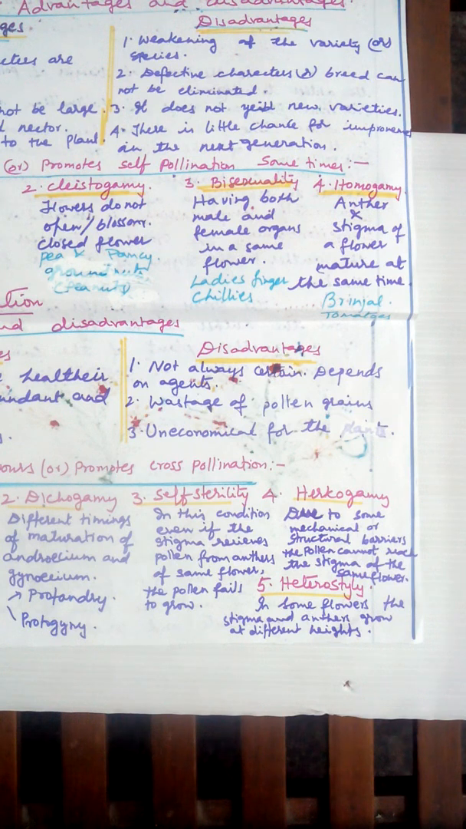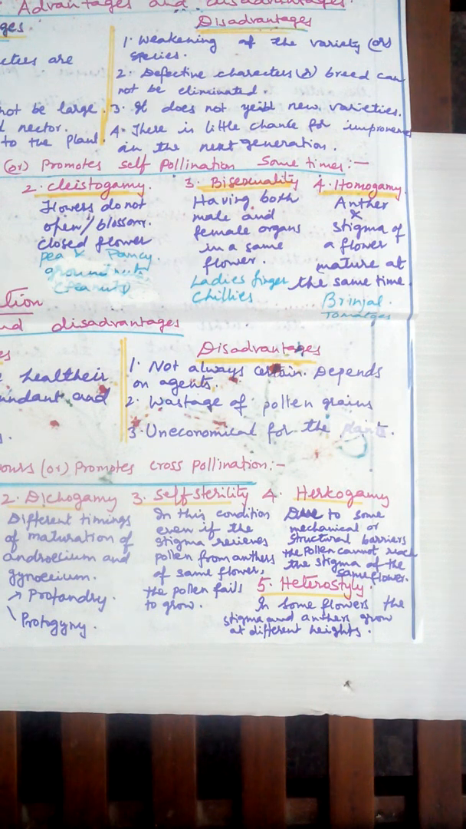Now we are moving to hercogamy. Hercogamy means, herco means barriers. A mechanical or structural obstruction, a barrier, will be there which stops self-pollination. In some flowers, the pollen of a flower cannot reach the stigma of the same flower. Got it? A hood covering the stigma acts like a mechanical barrier in the flower. Example, pansy or iris. Got it?